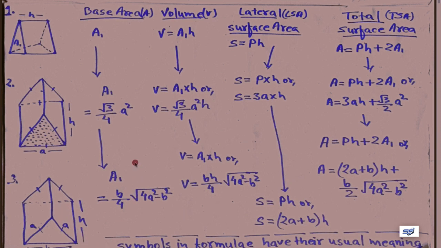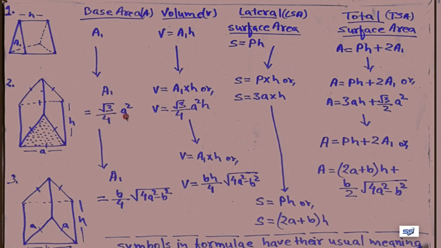Now, here in these formulas, we have used different letters and different symbols. All these symbols and letters used in the formulas have their usual meaning. As we see here, the symbol A1 is used to denote base area, V is used to denote volume, LSA or S is used to denote lateral surface area, TSA is used to denote total surface area or only A. Also here, P is perimeter and h is height. Here also P is perimeter, h is height.